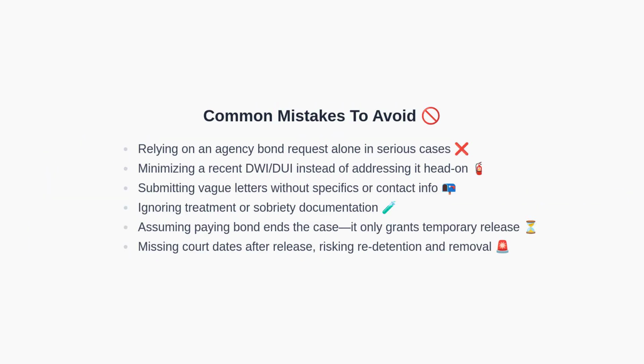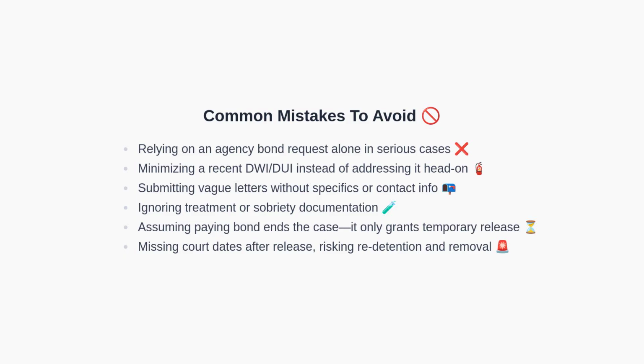Avoid leaning solely on an agency bond request when serious criminal history is present. Do not minimize a DWI or DUI. Instead, address public safety concerns directly. Ensure support letters include specific details and contact information. Document treatment and sobriety efforts. Remember that paying a bond only provides temporary release. The removal case continues. Most importantly, never miss a court date, because failure to appear can lead to redetention and negative outcomes.